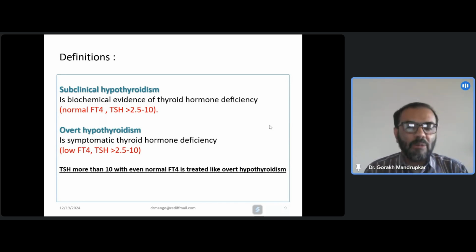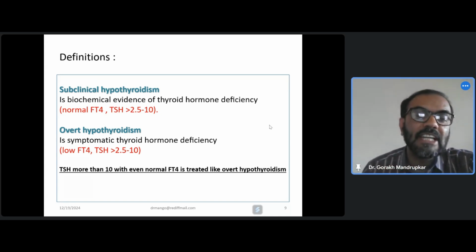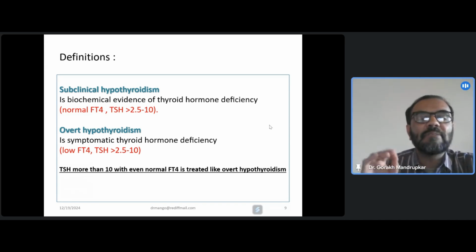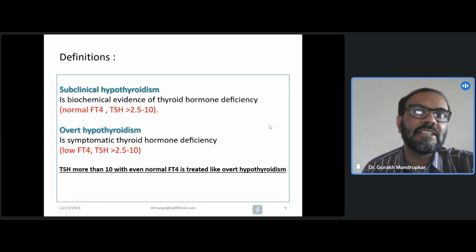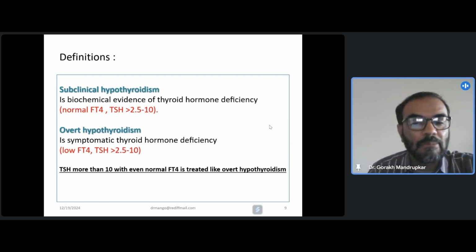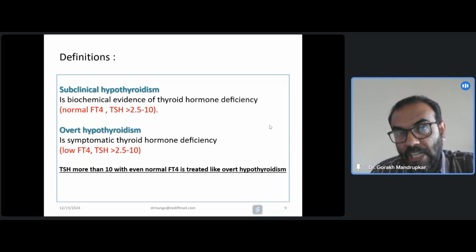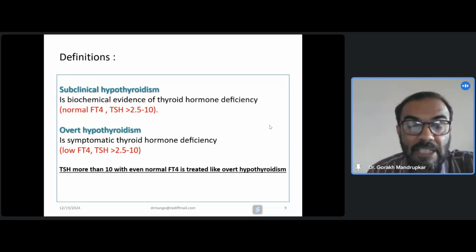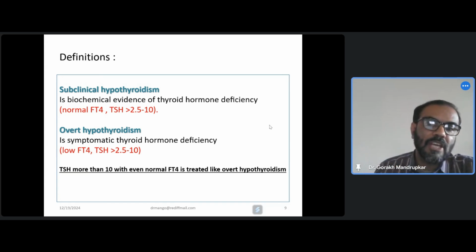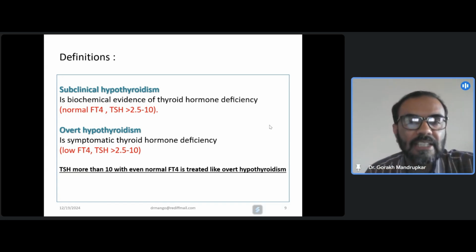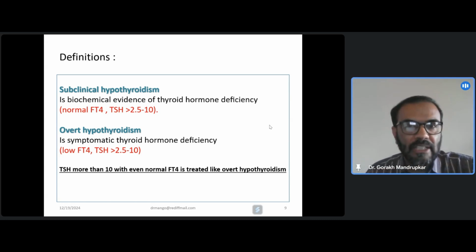We know with normal free T4, when TSH is more than 2.5 but up to 10, it is subclinical, which means it is just biochemical evidence, and the patient doesn't have any hypothyroid symptom. While overt is a symptomatic thyroid hormone deficiency, where the free T4 might have gone low, and any TSH more than 10, we should treat that patient like overt hypothyroidism. So if we keep these three lines, then our subject is very easy to understand.